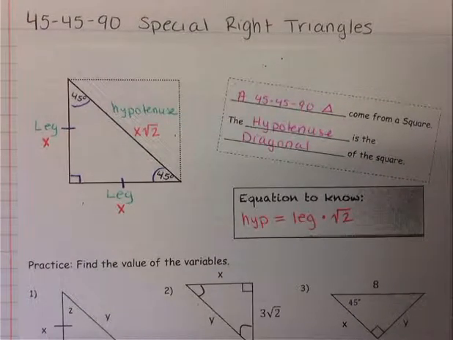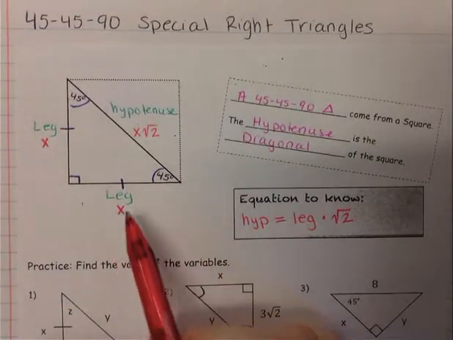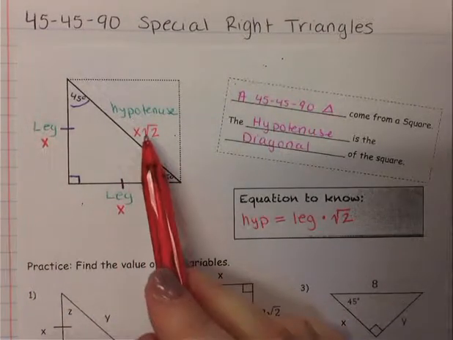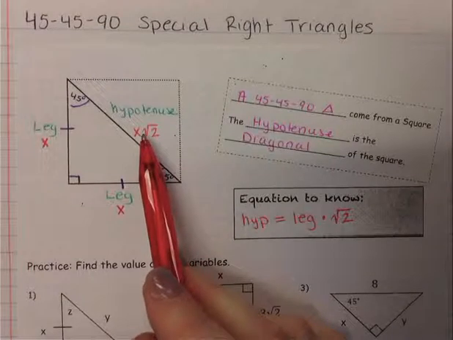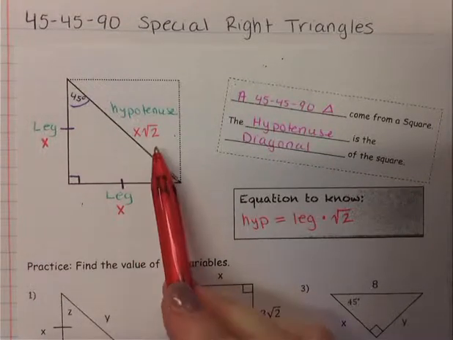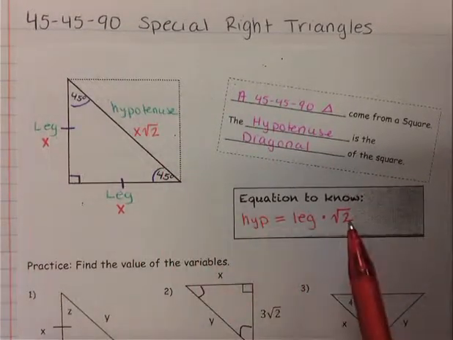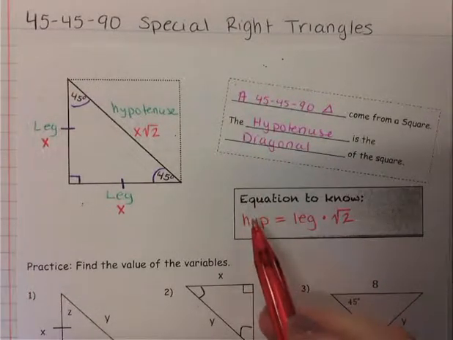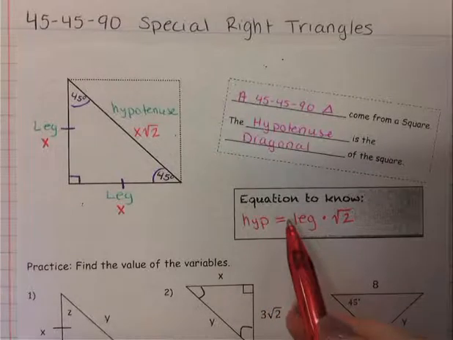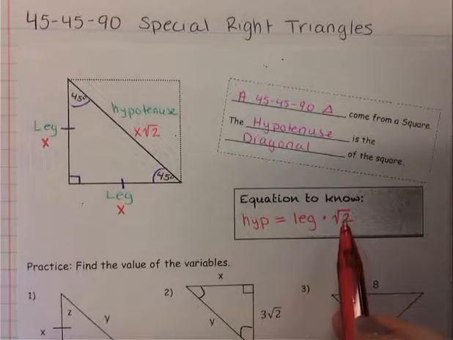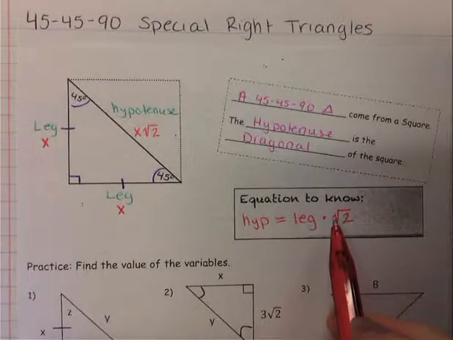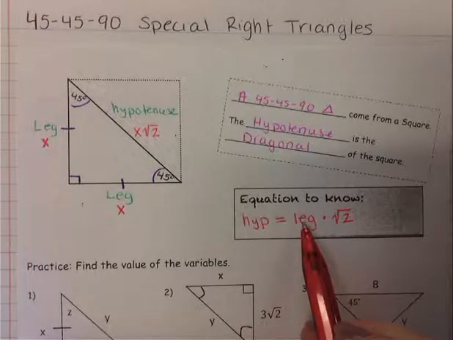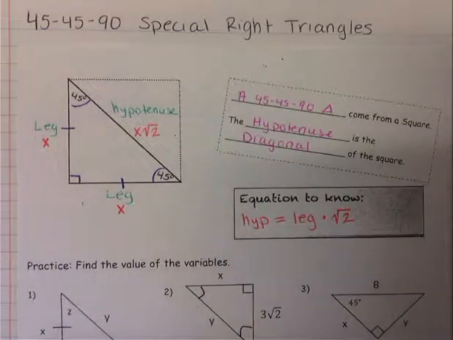This will happen for any type of 45, 45, 90 triangle. So what you do is you take your leg and you multiply it by the square root of 2 to get your hypotenuse. But if you have the hypotenuse, you can still use this same exact equation to find your leg. If I know the hypotenuse, I can plug it into the equation and solve for the leg by dividing by the square root of 2. You would have to rationalize the denominator, but you would still be able to solve for your leg. And you can use this with the Pythagorean theorem.